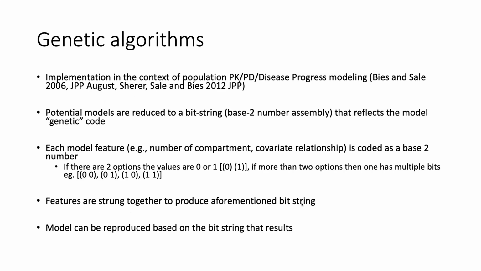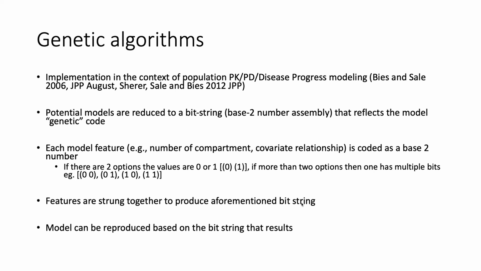So here are a couple of citations for the early implementation with respect to PK/PD and disease progression modeling in the Journal of Pharmacokinetics and Pharmacodynamics. The potential models are reduced to a bit string, a base 2 number assembly that reflects the model's genetic code. So each model feature, the number of compartments, covariate relationships, for example, is coded as a base 2 number. So if there's only 2 options, the values are 0 or 1, it's a single bit. If there are more than 2 options, then you have to specify multiple bits to reflect that.